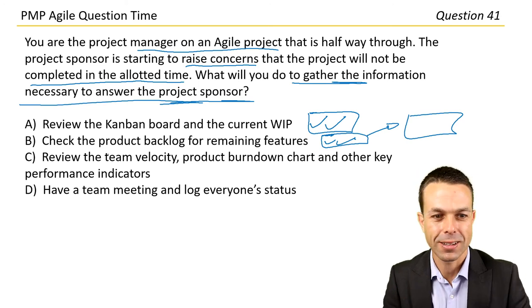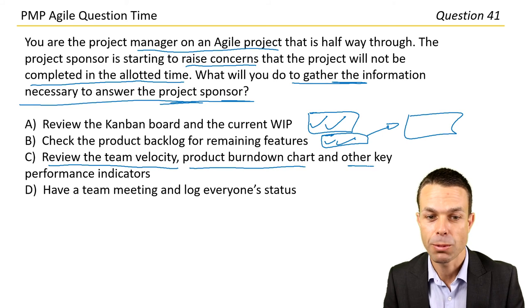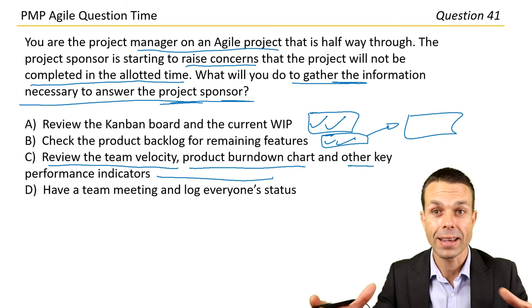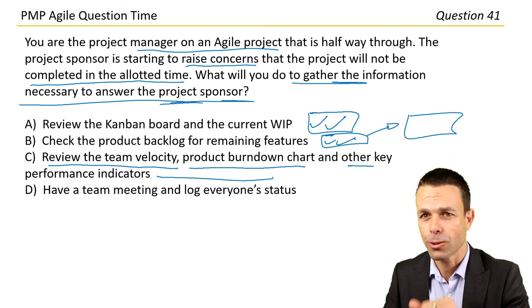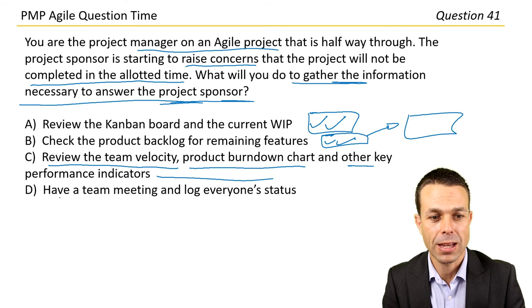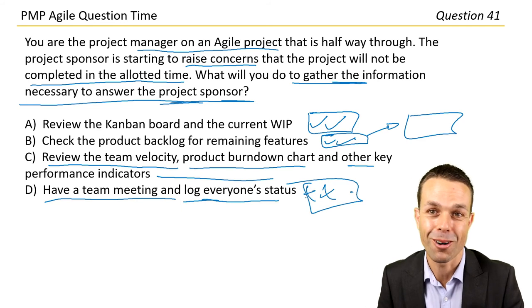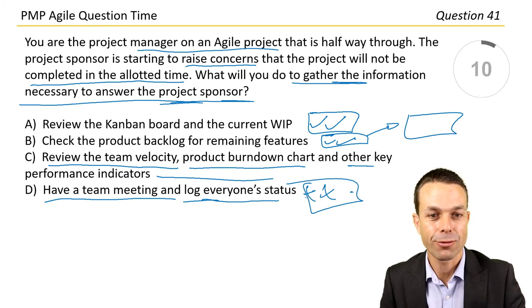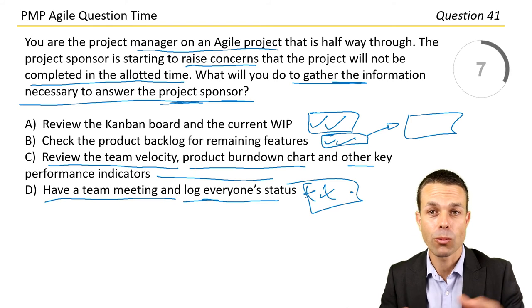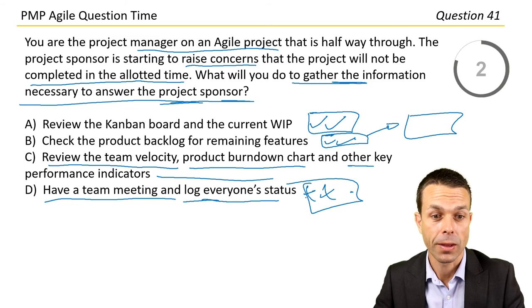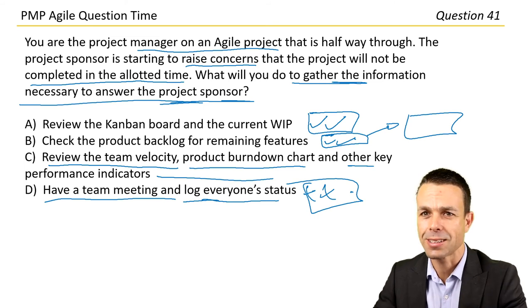So answer C, review the team velocity, the product burndown chart, and other key performance indicators. So this will give us more of an indicator on how the team is actually tracking against that work. I'm probably going to go with answer C at the moment. Have a team meeting and log everyone's status. It's definitely not that one, okay? So at least we can cross one off the list here. But if we're trying to figure out the allotted time, we might want to use the indicators of how time is proceeding, like a burndown chart and the team velocity. Let's go with answer C.